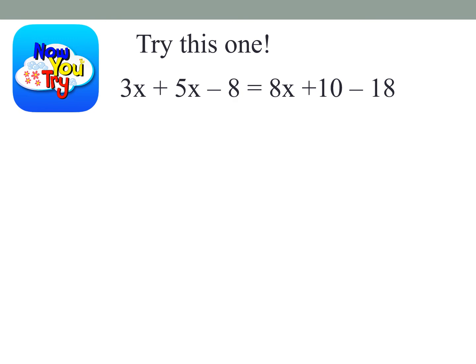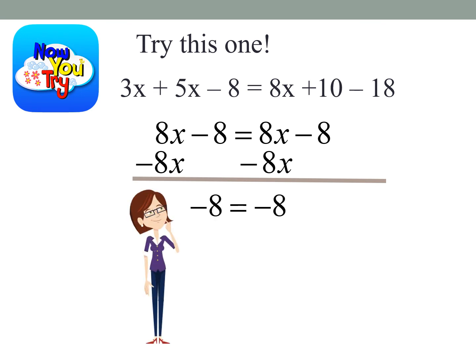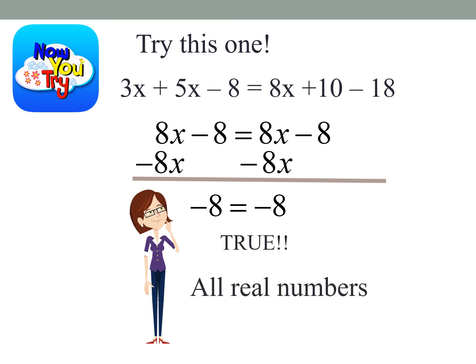All right, so on this one, there's no distributing, so I'm going to combine my like terms. I'll have 8x minus 8 equals 8x minus 8. Well, you can kind of see where this one's going without even combining your variables onto one side, but let's do that. So I'm going to subtract 8x from both sides, and when I do that, I get negative 8 equals negative 8. So now this is a true statement, so my answer is all real numbers. Any value of x will make this a true statement.